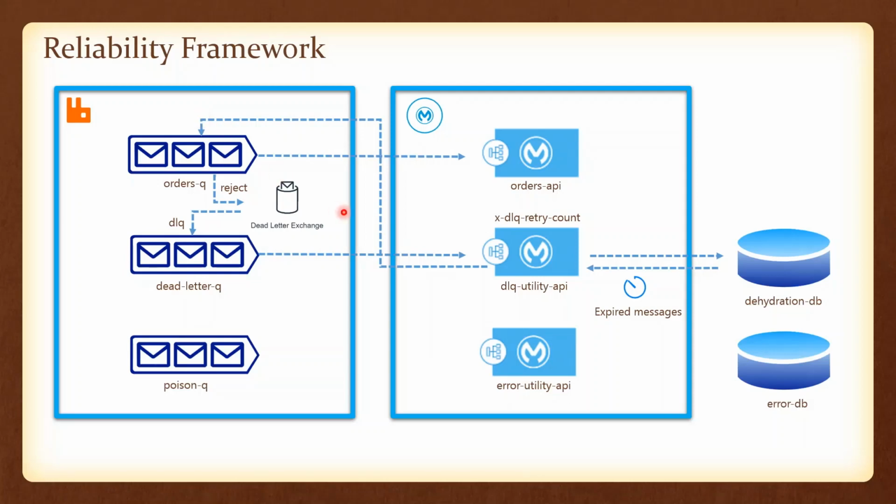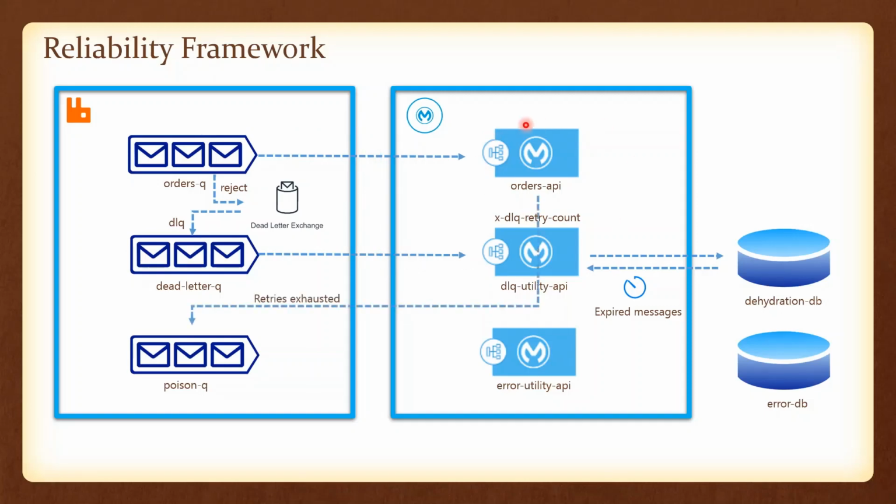So if any connectivity error occurs, the message comes into the dehydration DB and stays there for some amount of time until it expires. Once the time expires, it will be retried and pushed to the same queue. So it goes to the same queue and then it will be retried over here.